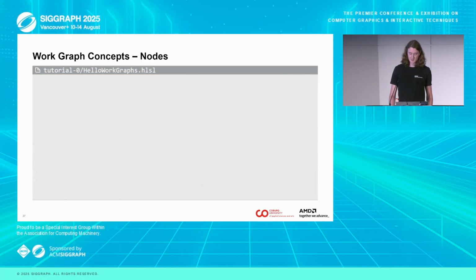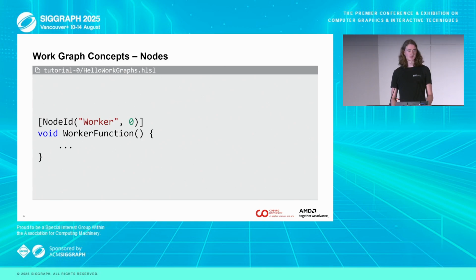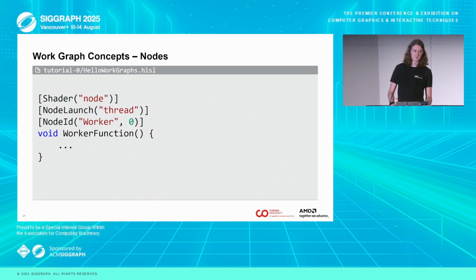So further down in the still Hello Work Graphs HLSL file, we will declare another function. In this case, we call it a worker function. We again need to specify all the attributes for it. For example, we said we want this to be called worker, so we add the node ID for it. And then obviously we also need to add the same shader node and node launch thread attributes that we saw before. And again, luckily for you, we already provide this in the Hello Work Graphs HLSL file, so you don't need to type any of this.